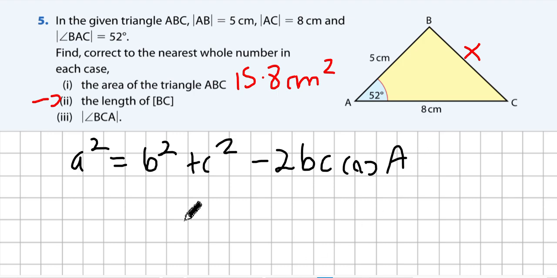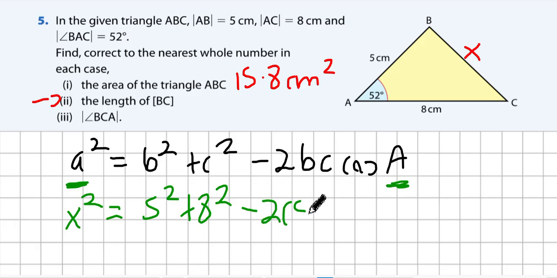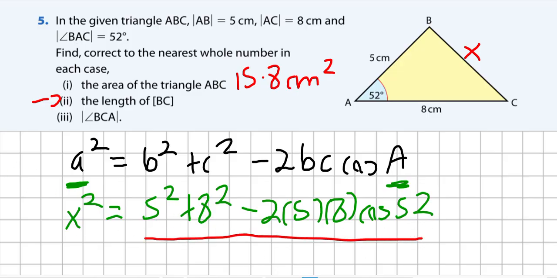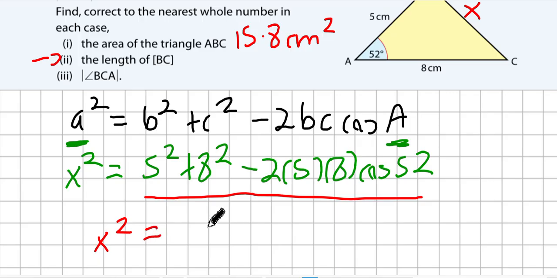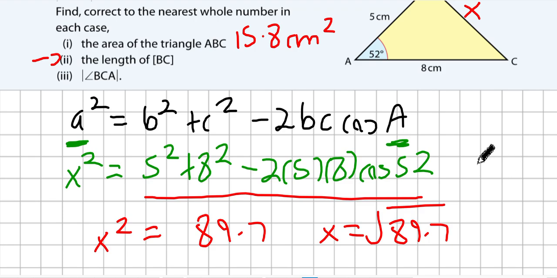Okay. Take it from there, guys. You know what you're doing. You don't need me talking. So did you get x squared equals 5 squared plus 8 squared minus 2 times 5 times 8 cos 52? You put it all into the calculator. 89.7. And then square root that answer. We get an x answer of 8.5. To the nearest whole number, 8.47 would actually round down to 8, wouldn't it?